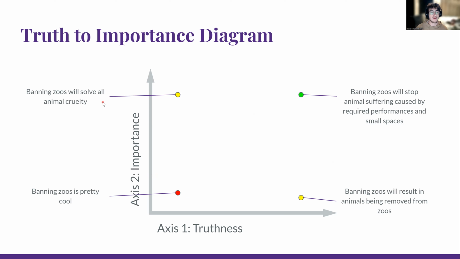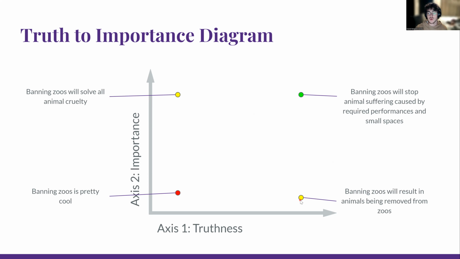Second, we have banning zoos will solve all animal cruelty. As you could see, that would probably be a pretty important outcome. If we were able to solve all animal cruelty, I'm sure a lot of people would agree that that's a very important thing to happen. The problem is that there is no illustration or explanation or any type of analysis that seeks to explain why banning zoos will result in solving all animal cruelty. And evidently, just an intuition check would probably, in your own gut, lead you to believe that it is quite improbable that banning zoos is going to solve all animal cruelty, given that animal cruelty is caused by all sorts of things and not just zoos, if it is even caused by zoos.